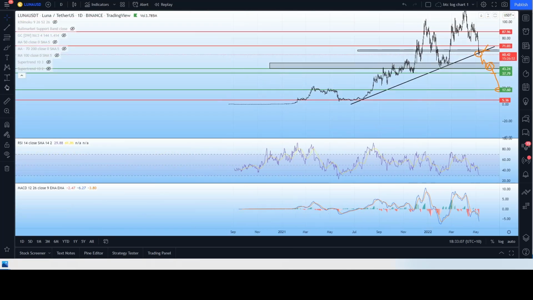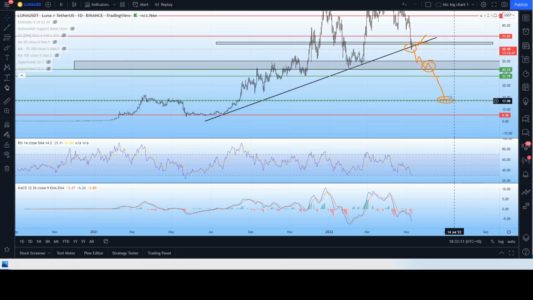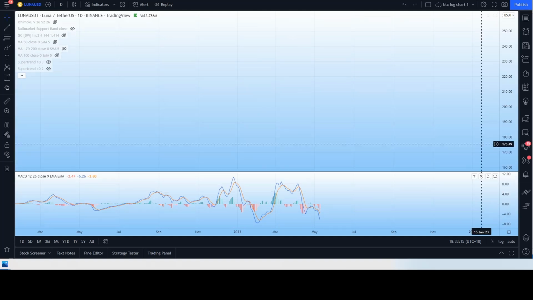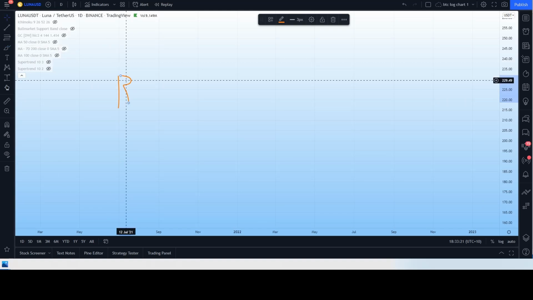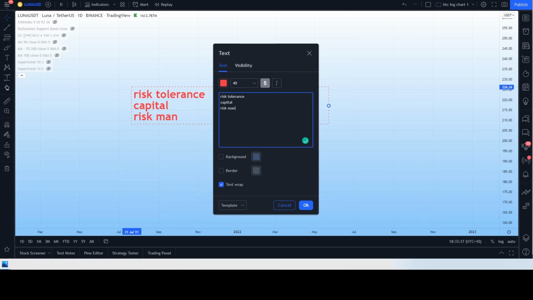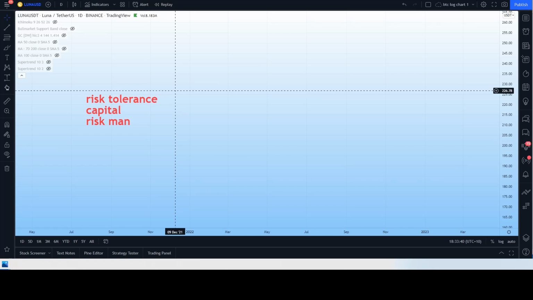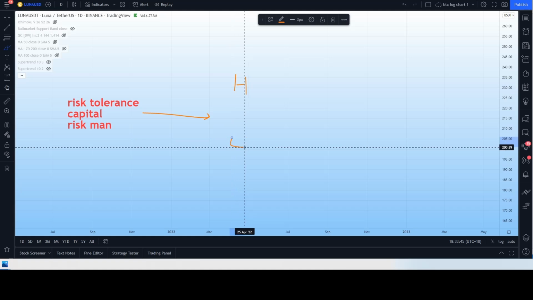But this is the thing. When you're looking at investing, you have to consider your risk tolerance, which is a really important factor. You have to consider a few things. First one is risk tolerance. We're going to type it out over here. So we've got risk tolerance, we have capital, and we have risk management. Those are the 3 things that will determine whether or not you're going to put your portfolio in high caps or low caps or a mix.